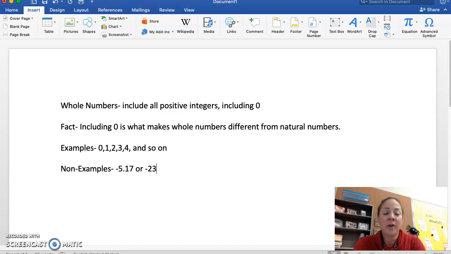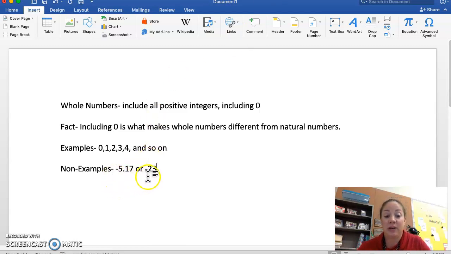Your next word is whole numbers. Whole numbers include all positive integers, including 0. Your fact that goes along with whole numbers is that including 0 is what makes whole numbers different from natural numbers. Natural numbers are just your counting numbers, 1, 2, 3, 4, 5, and on into infinity. 0 gets added to them, and that's what sets apart the category of whole numbers from natural numbers. So your examples include 0, 1, 2, 3, 4, and so on until you stop counting.